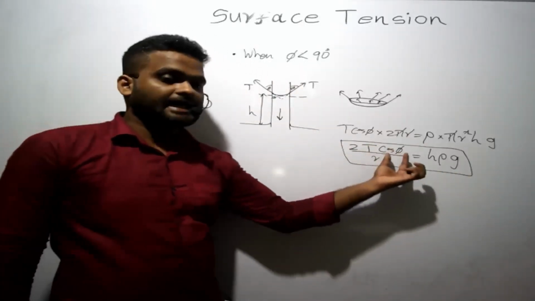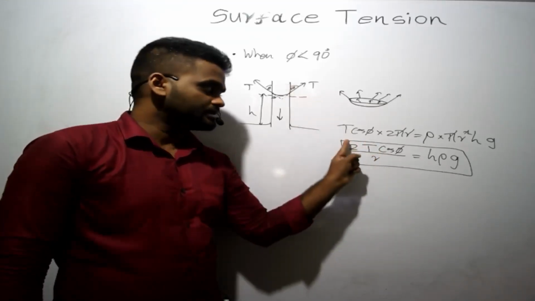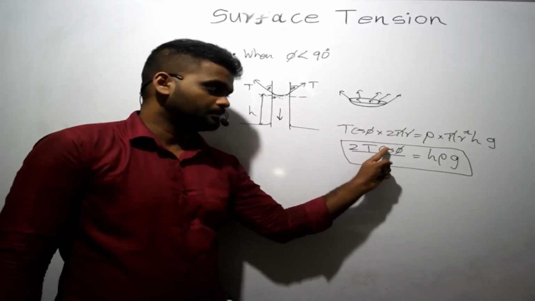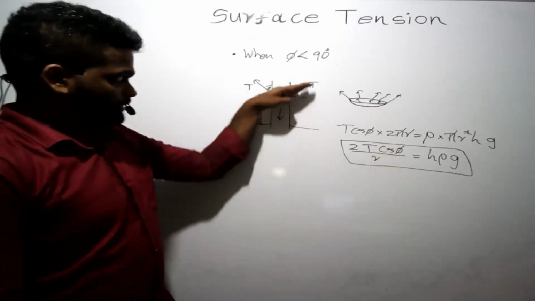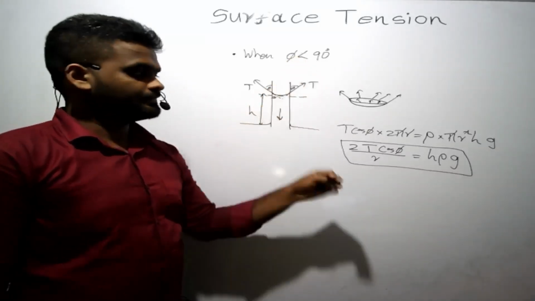So if the contact angle is not 0, what's the only difference? For the previous one, it was 2T divided by r, right? Now it is 2T with a cos phi term, cos of the contact angle. That's the only difference, because you are taking the vertical component. Okay, take it down.